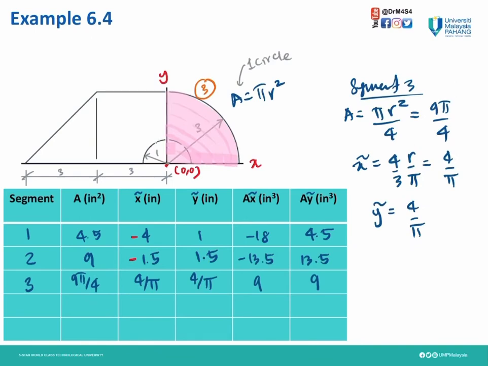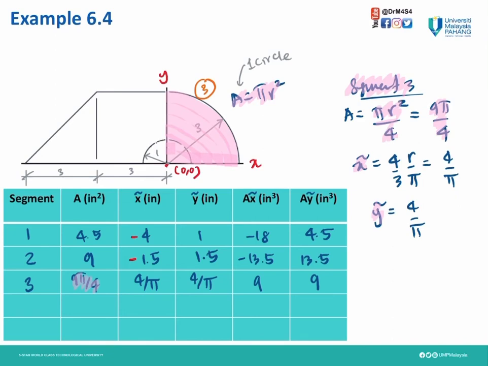Next, we need to calculate our quarter circle. Please remember, for one circle, the area is pi r square. So for segment 3, the quarter circle is pi r square divided by 4. And we get 9 pi divided by 4 for our A. Then we need to identify x bar and y bar, which is the centroid for this quarter circle.